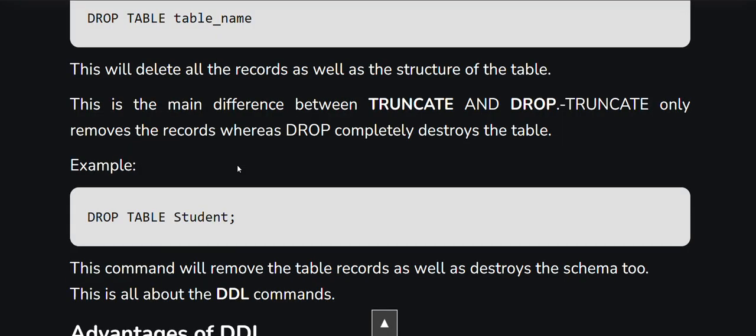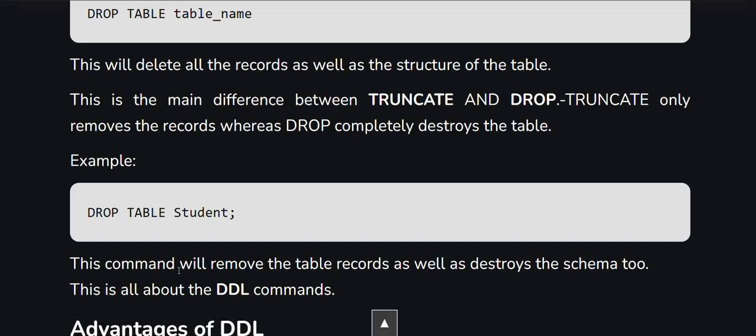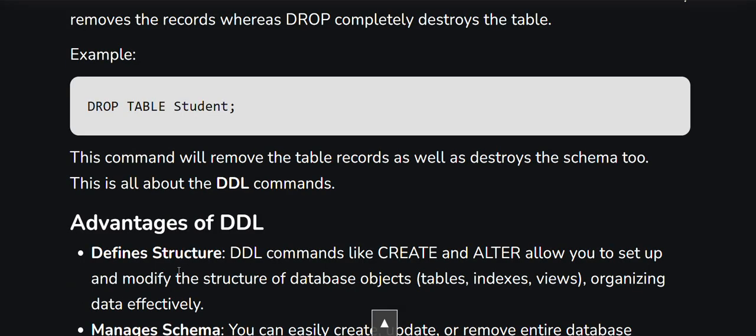So you have another example. This will delete all the records as well as the structure of the table. This is the main difference between truncate and drop. Truncate only removes the records, whereas drop completely destroys the table. So never use it. I have a personal suggestion for it.